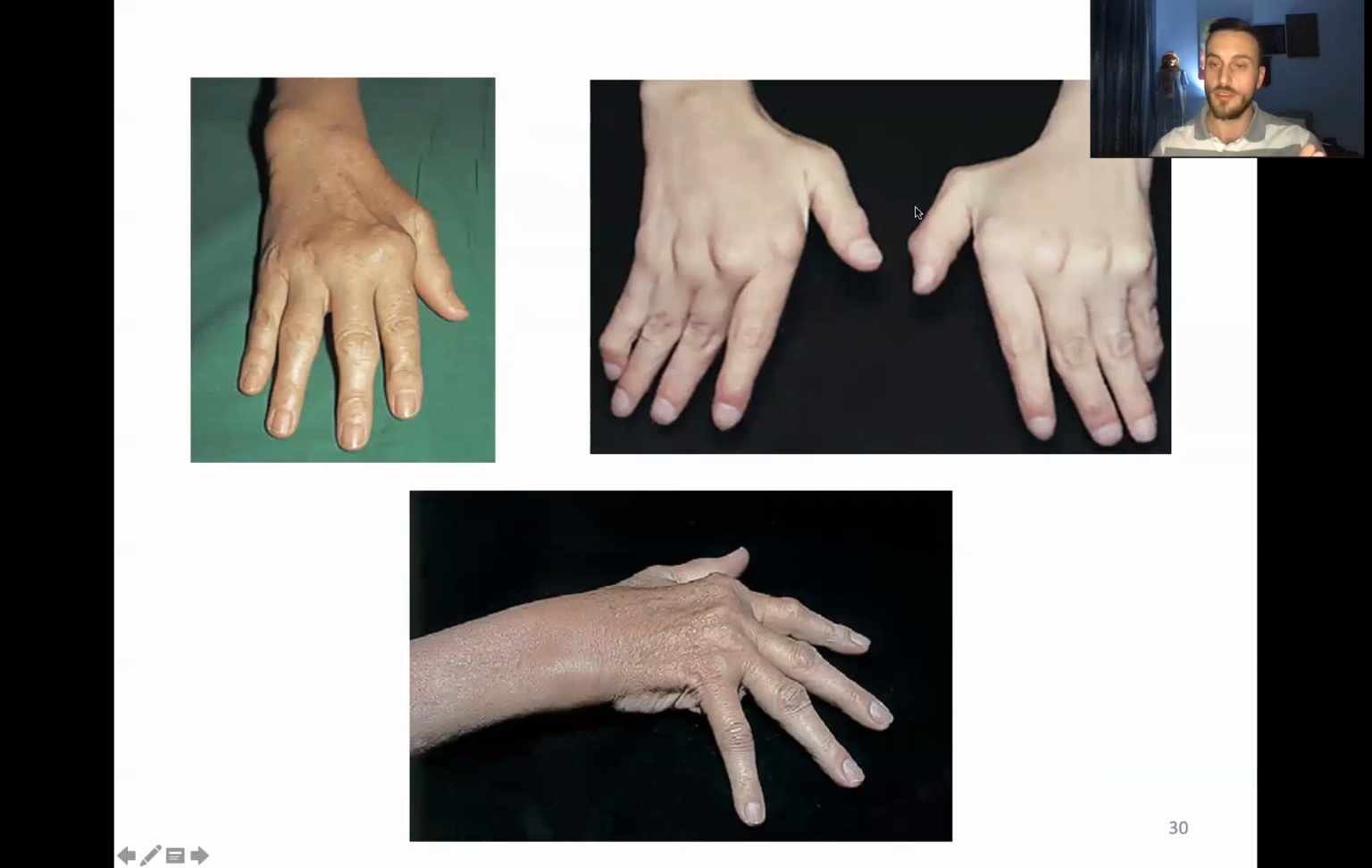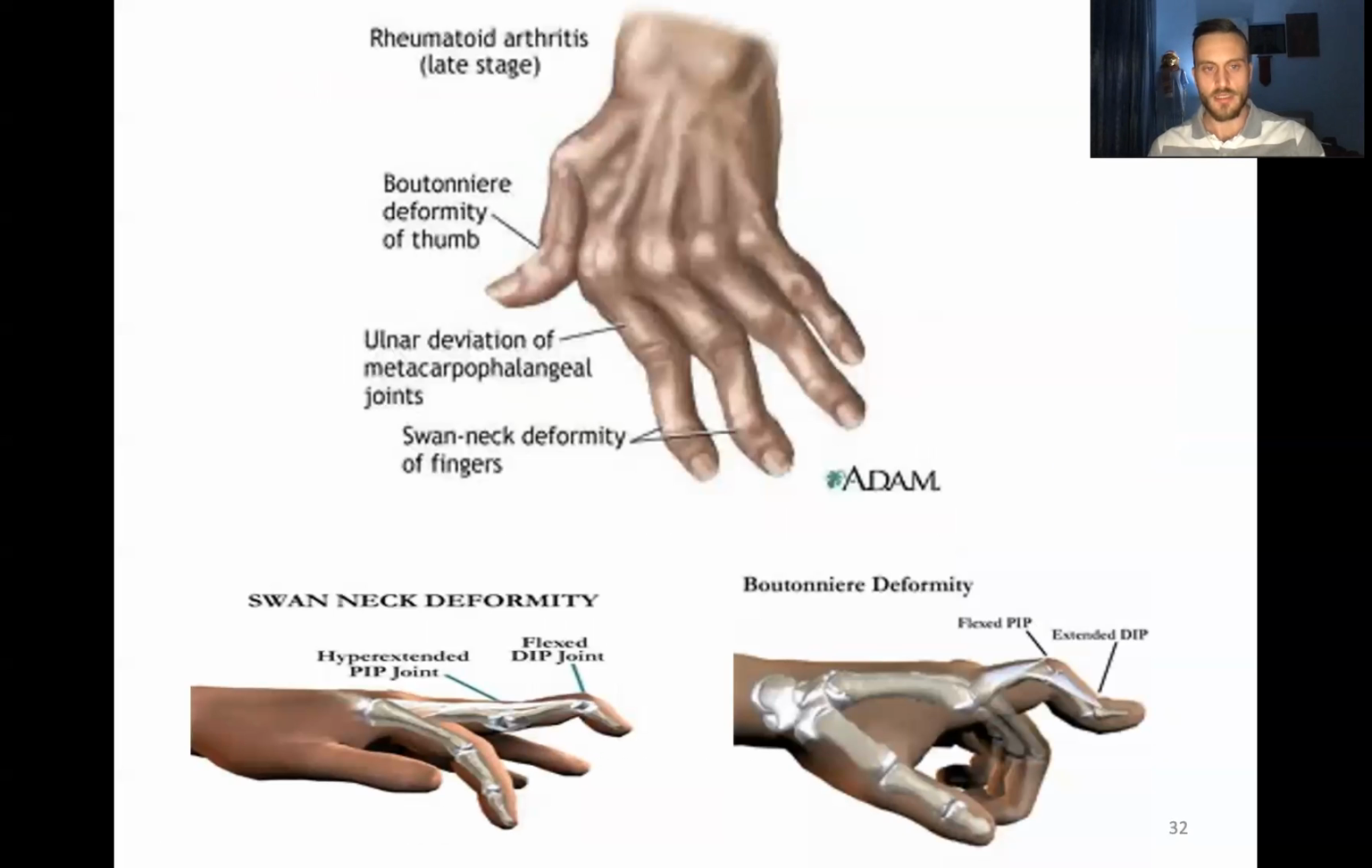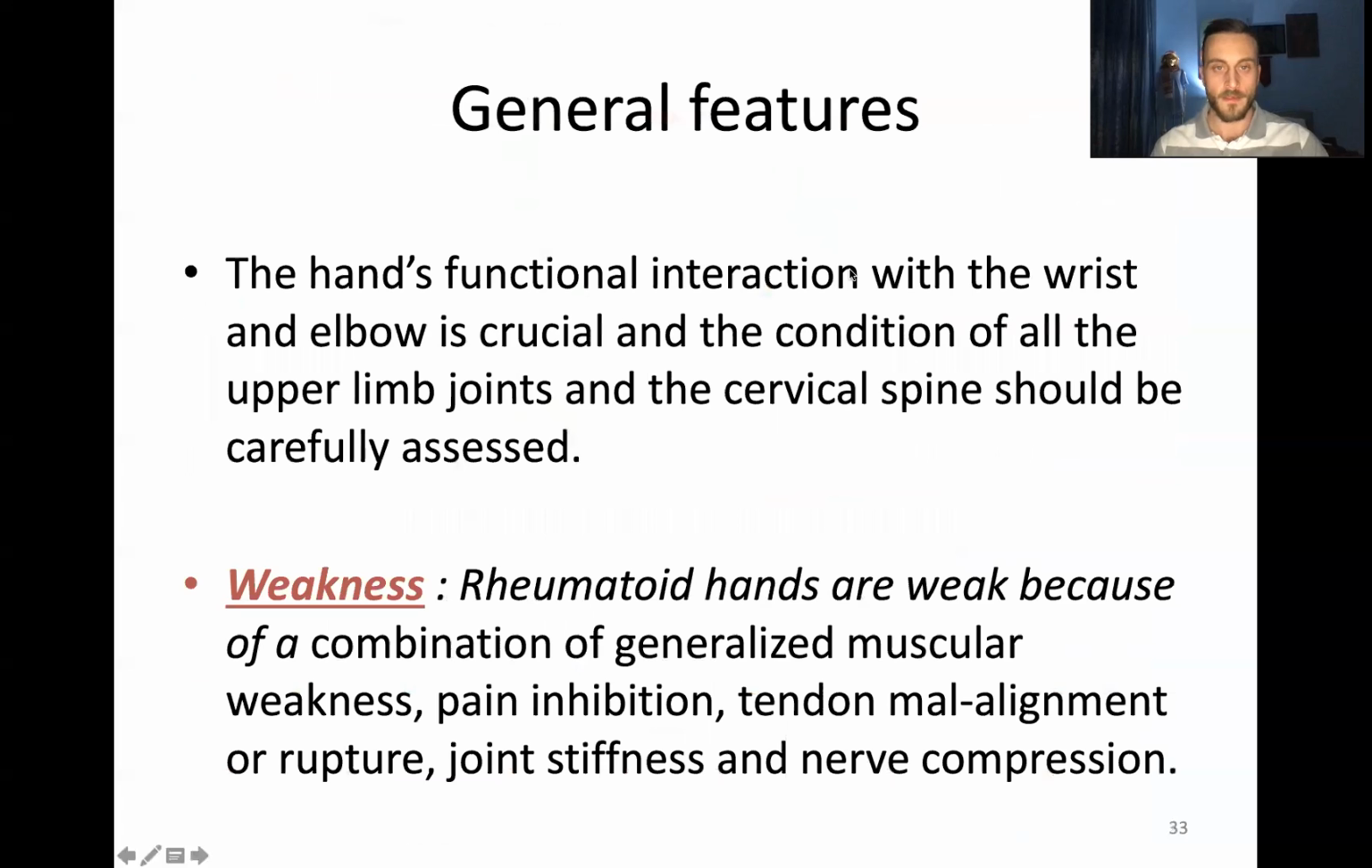the rheumatoid hands, okay? Sometimes when the disease is more severe, you might have dislocations in the rheumatoid deformities. So you can see here the rheumatoid deformities, okay? Ulnar deviation of the metacarpophalangeal joints, okay?